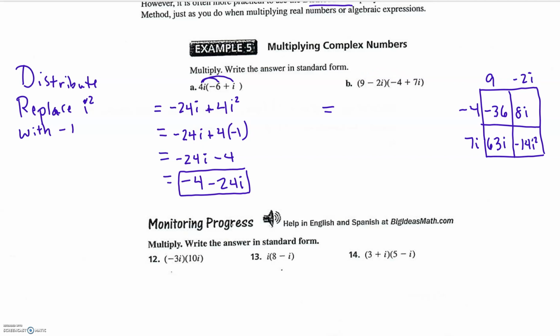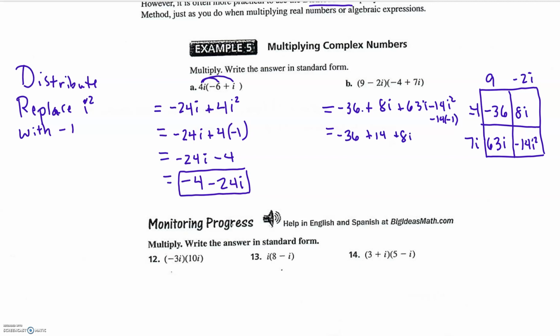So what we now have is -36 plus 8i, we have a plus 63i, and we have a minus 14i squared. Make that one a little smaller. And then we replace the i squared with the -1. So this is -14 times -1, which is positive 14. I'll move him over there.